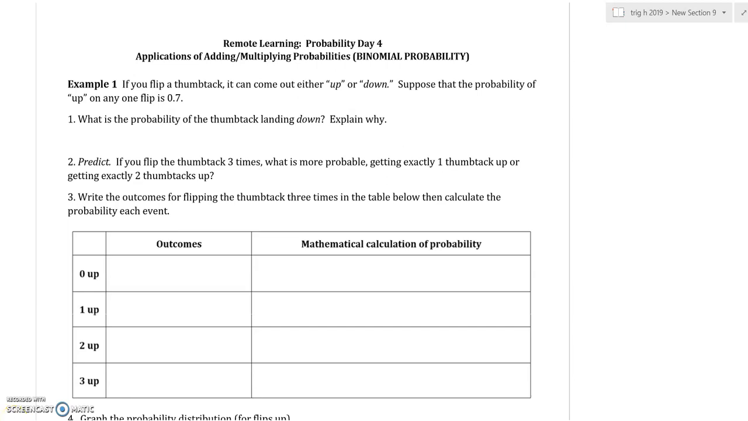So we're going to have two examples. Here's the first example. We're going to talk about adding and multiplying. This is actually a binomial distribution that we're going to do. So we'll talk about that in just a minute.